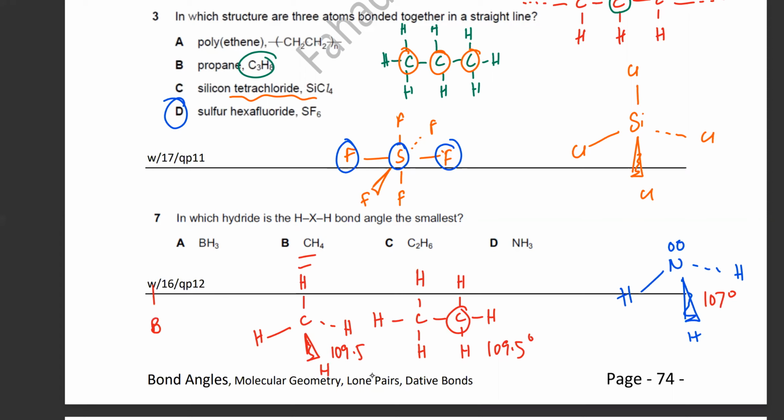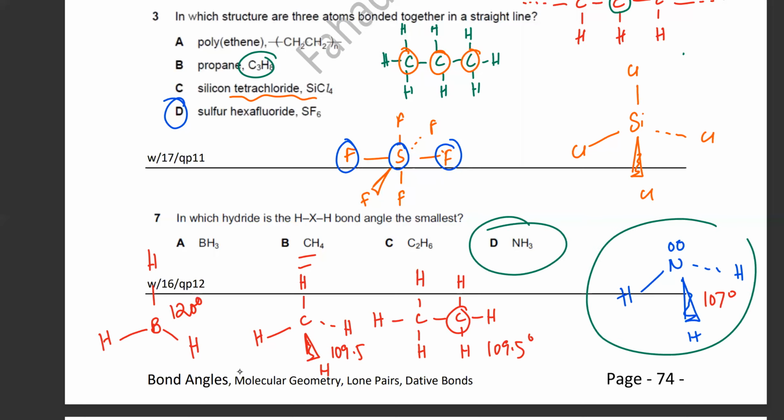Then you have BH3. BH3 would be fan shaped because it's just 3 bond pairs. How did I figure out that it doesn't have any lone pairs? Because boron is in group 3, so it's got 3 valence electrons. One is shared over here, one over here, one over here. There's nothing left, so there are no lone pairs. It's just 3 bonds, so that's fan shaped. And when it's fan shaped, the angle is going to be 120 degrees. So the smallest angle is going to be for NH3. Is this clear?